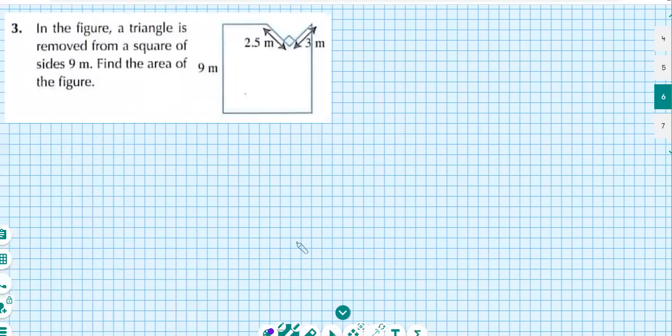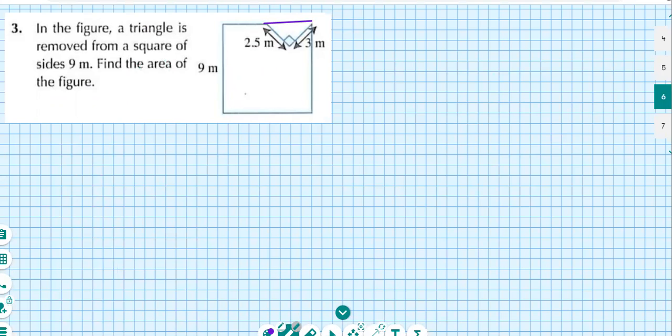Okay, we try another question. Question number 3. In the figure, a triangle is removed from a square. This was actually a square, suppose this was a square. So a triangle is removed from this square. You can see in the diagram, and the square side was 9 meter. Find the area of the figure. So area of the figure left.